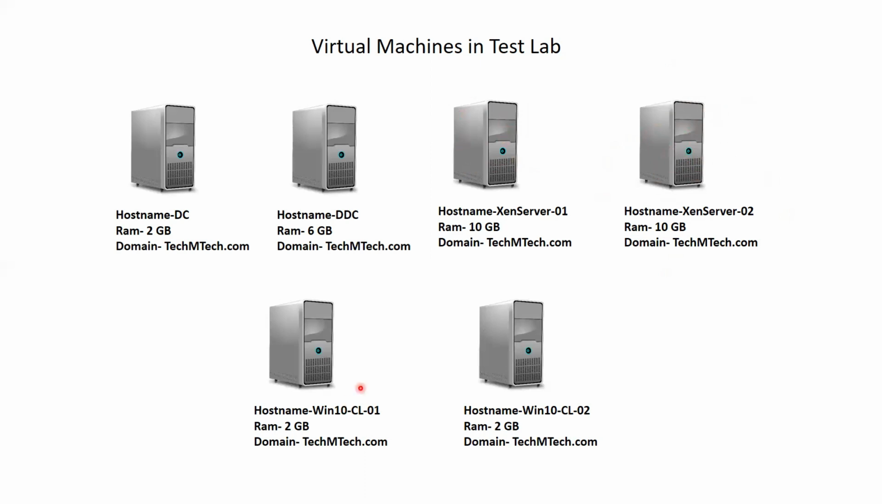And the fifth and sixth ones are the client machines. These are physical machines which are located in your office, or it could be your personal laptop or desktop, through which we will manage the entire infra. Got it?